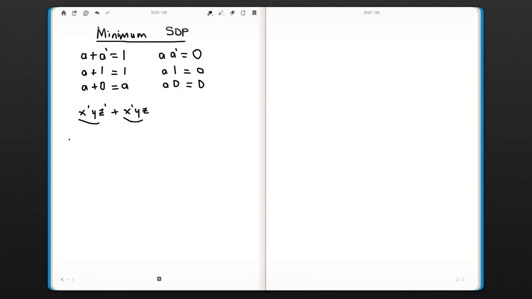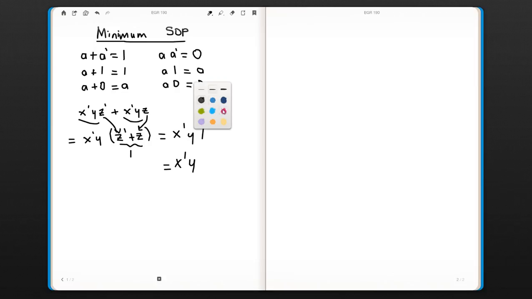So we can write this function x naught y, and in parentheses z naught plus z. So this is your z naught and this is your z. Since z naught plus z is the same as A or A naught, this is going to give you a 1. So now our function is x naught y 1. Well, A and 1 is A, so now this 1 is not going to make any difference, so we can put x naught y.